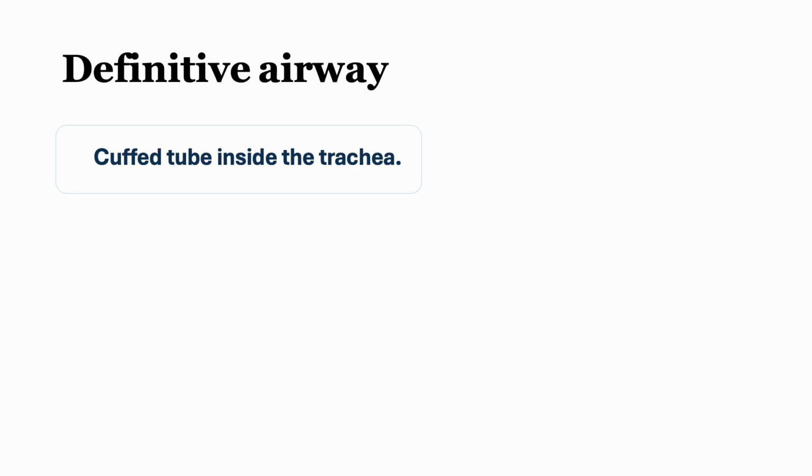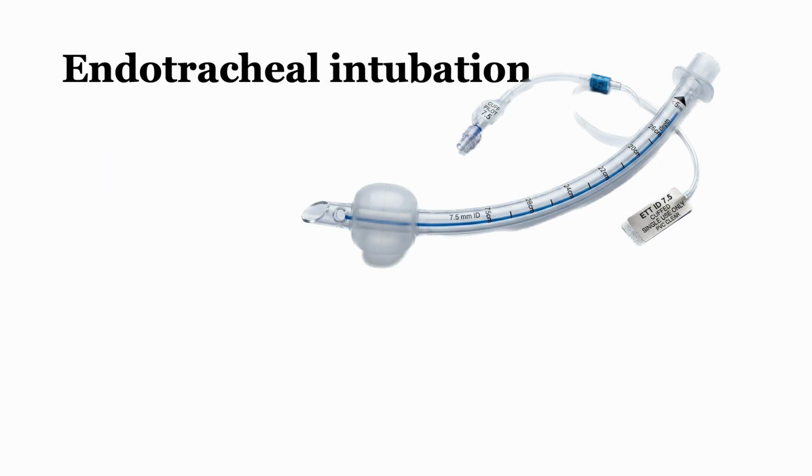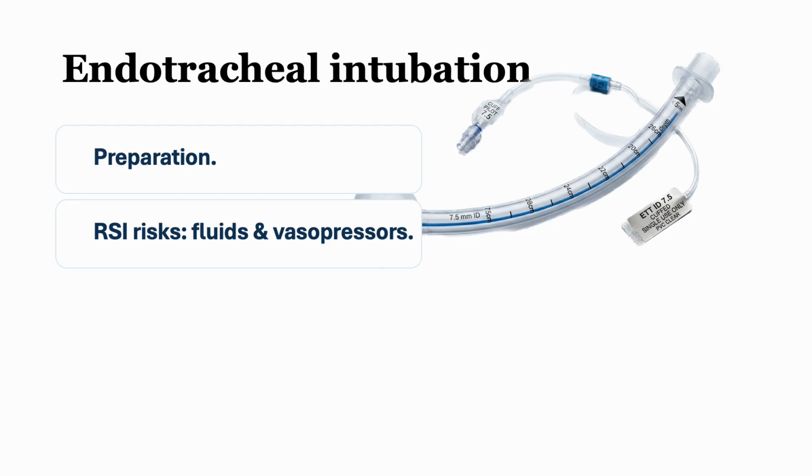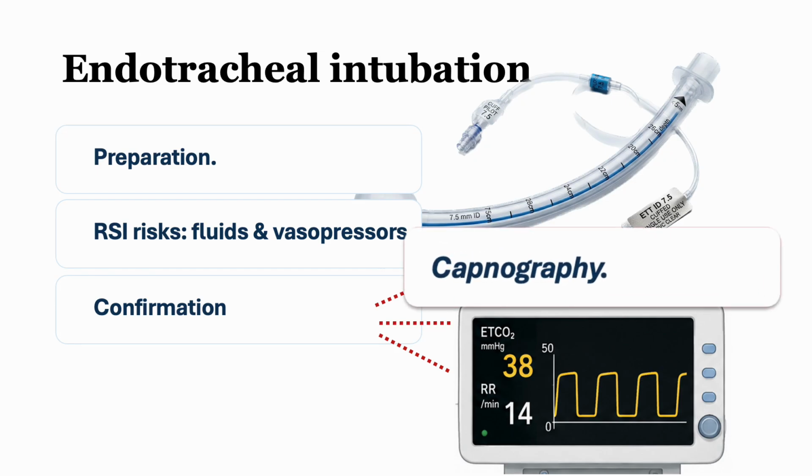Care should be taken to protect the cervical spine by using manual inline stabilization. Equipment for endotracheal intubation should be prepared in advance, anticipating a difficult airway and the potential need for a surgical airway. To counteract the risk of rapid sequence intubation, intravenous fluid should be given to hypotensive patients and vasopressors should be available. Successful endotracheal intubation is confirmed by capnography, auscultation, and observation of chest rise. Capnography is a gold standard when available.